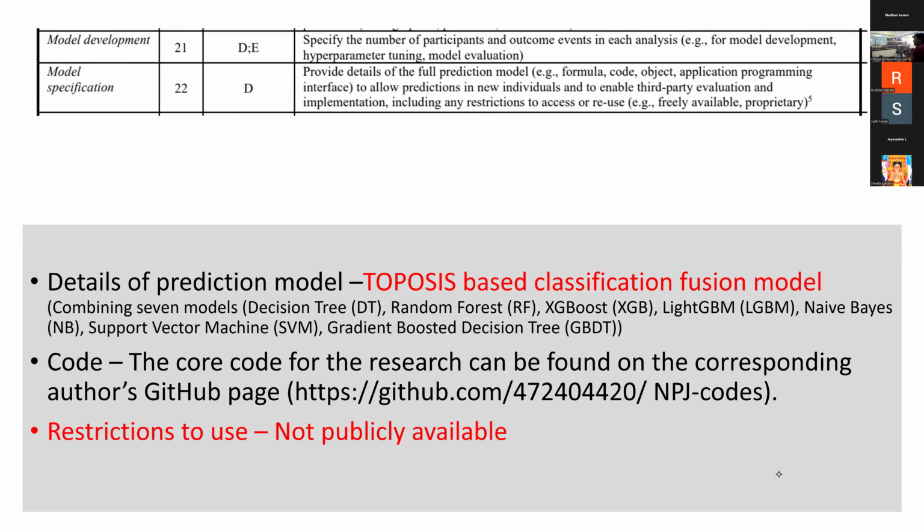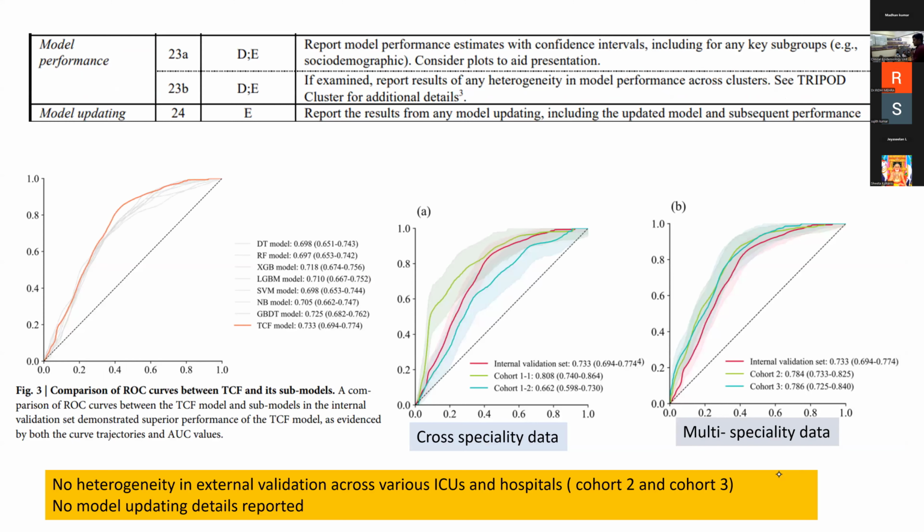Now, model development: specify the number of participants and outcome analysis. I'll come to that. Before that, did they give full details of the prediction model? The prediction model was a TOPSIS-based classification fusion model, which combined the 7 models they used as base models. The code is available, but for restrictions to use, they have mentioned that it is not publicly available. And regarding the outcome events in each analysis, these are the ROC curves they have plotted, which give the outcome of each analysis.